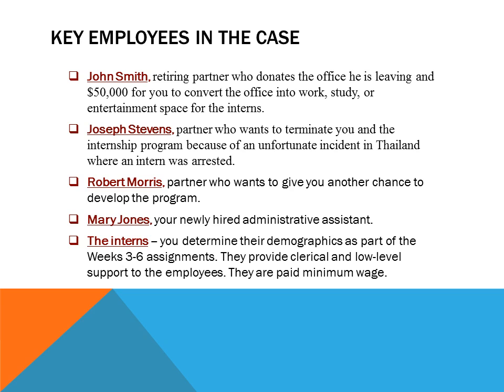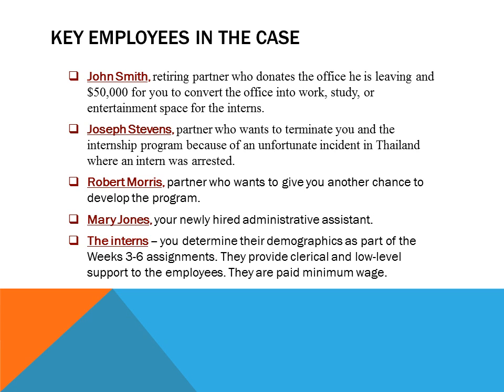Now, there's some key employees in the case. John Smith is retiring, and he is going to give you $50,000 to convert his office into work, study, or entertainment space for the interns. Joseph Stevens is the partner who wants to terminate you and the internship program because of an unfortunate incident in Thailand where an intern was arrested.